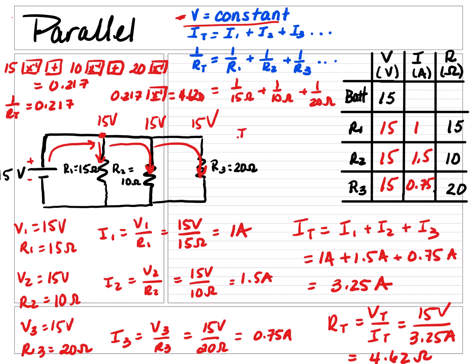I can find the total current. I total is V total over R total, which is 15 volts divided by 4.62 ohms, which is equal to 3.25 amps. Both methods will get you the same answer.